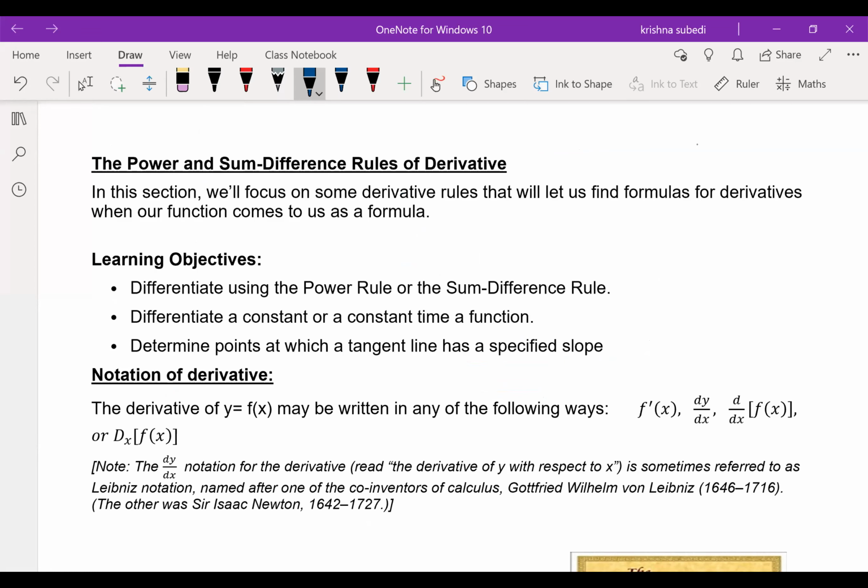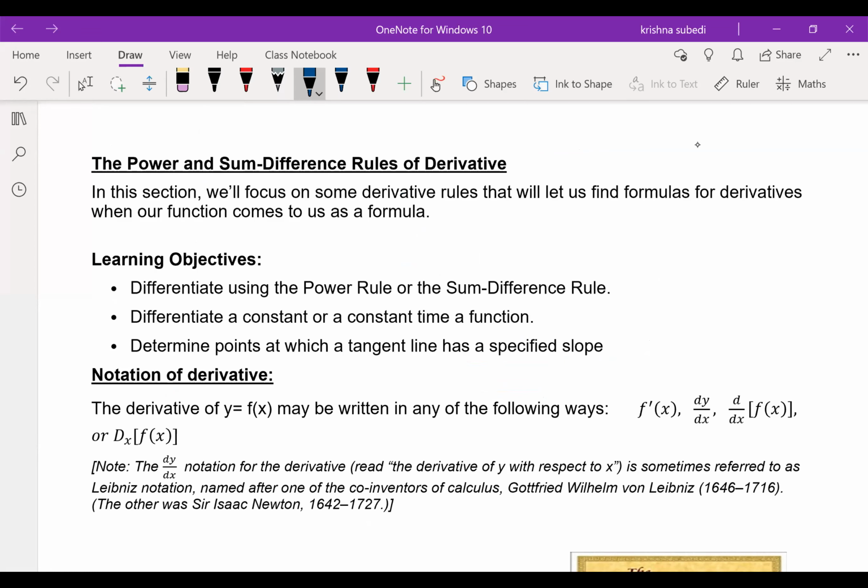The topic for this lesson is the power and sum difference rule of derivative. In this section, we will focus on some derivative rules that will let us find a formula for the derivative when our function comes to us as a formula. Using the rules will be much easier than using the limit definition of the derivative that was introduced in the last section.